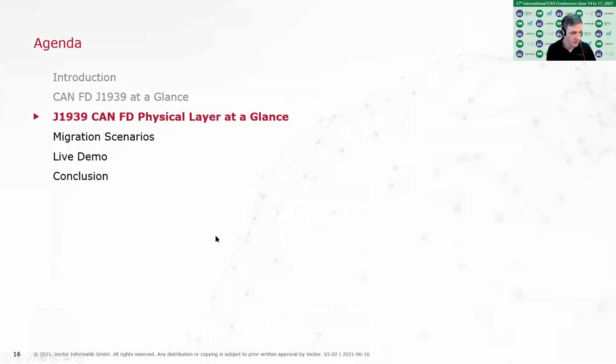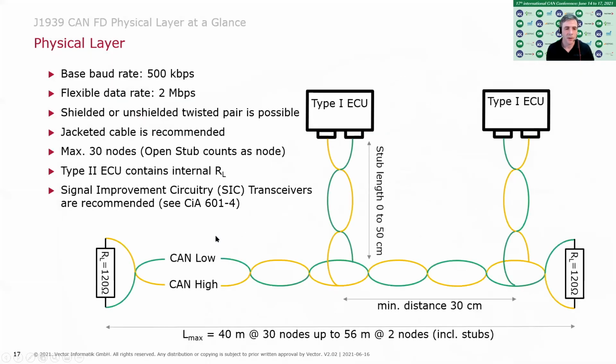So now, in the last couple of minutes, let's have a talk about the physical layer and the migration scenario. The physical layer is pretty straightforward. I will go through this real quick. We have a bus topology. We have an arbitration baud rate of about 500K. And then we go to 2 megabits for the data baud rate.